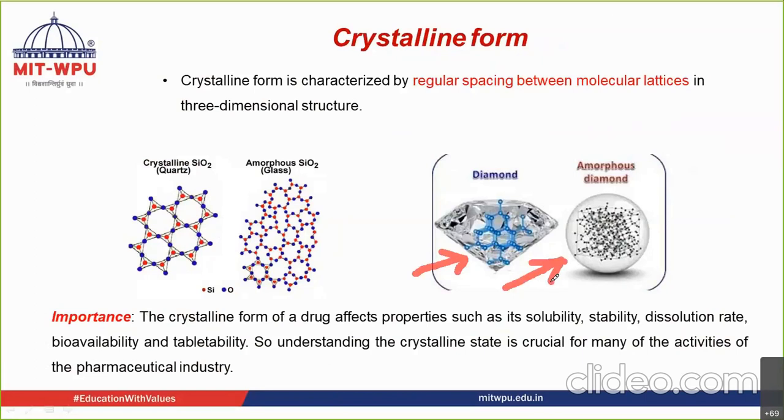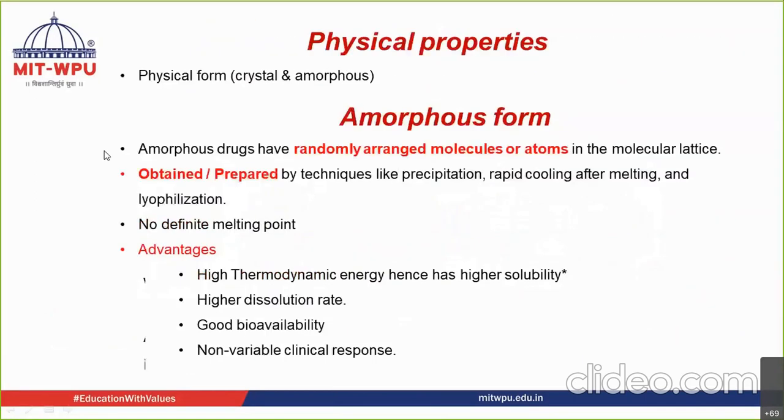Okay, this kind of molecule is not good. So this is about the amorphous form. Just to give you an example, I will show that. Amorphous forms have a random arrangement of molecules or atoms. Molecules are randomly arranged in an amorphous form.